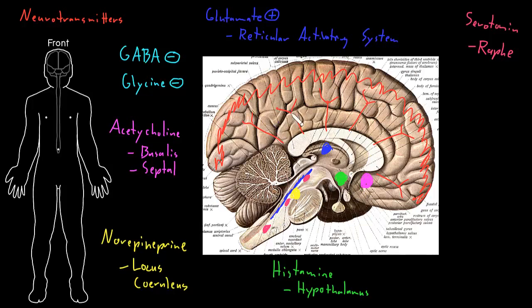And last up, although I'm sure there's probably more, but last up that I want to talk about of these diffuse projection systems releasing neurotransmitters onto the cerebral cortex involves the neurotransmitter dopamine.